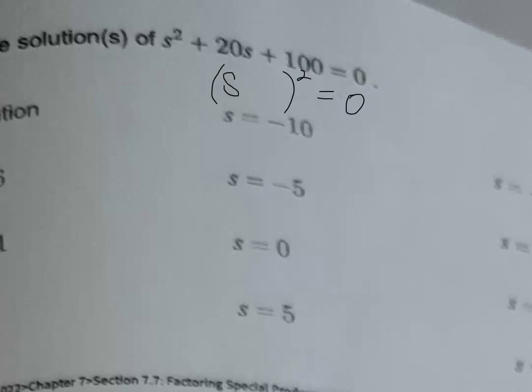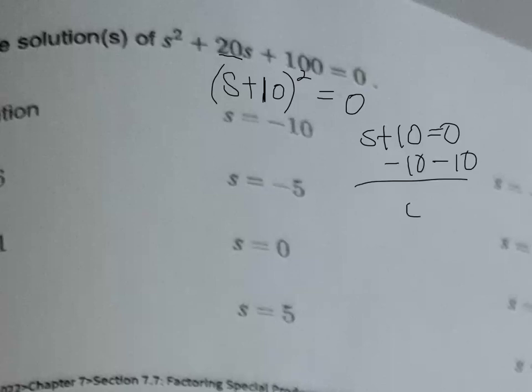Okay, there's a plus in the middle. Since I know it's a perfect square trinomial, I can just take half of that. Half of that's 10. And then S plus 10 equals 0. So that means S equals negative 10.